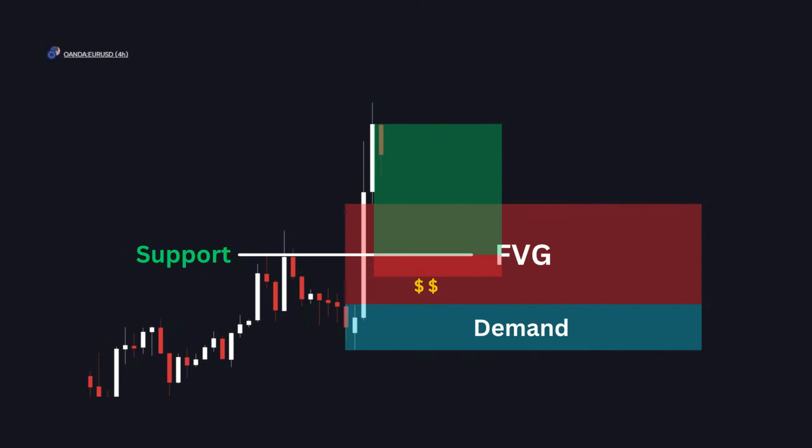So that's why you have to identify the liquidity to avoid unnecessary losses. And this valid demand zone is our optimal trading area, where we will execute our long position with big players. And our chance of winning will significantly increase.